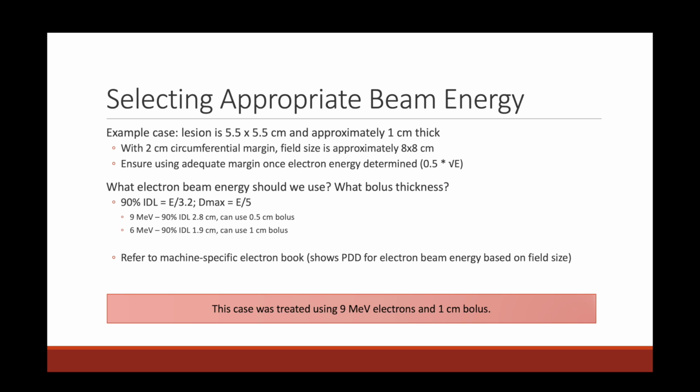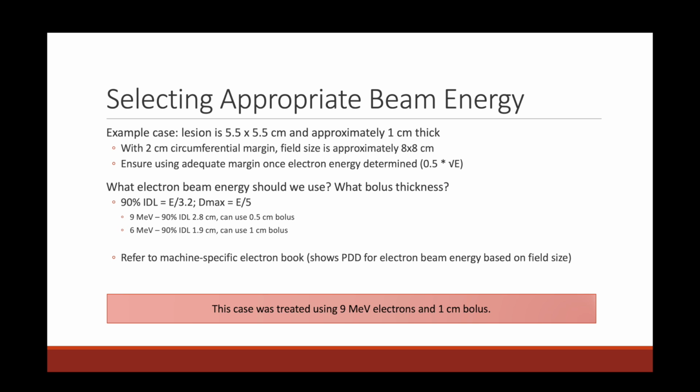Now, for our patient, how would we select an appropriate beam energy? So remember, in our example, the lesion measured 5.5 by 5.5 centimeters, and say the thickness was approximately 1 centimeter. With our 2 centimeter circumferential margin, our field size then is approximately 8 by 8 centimeters, right? And we will eventually want to determine the adequate margin once we determine our electron energy.